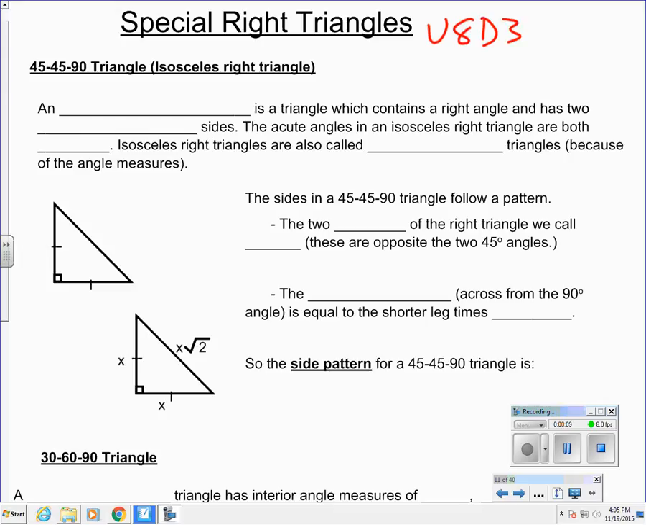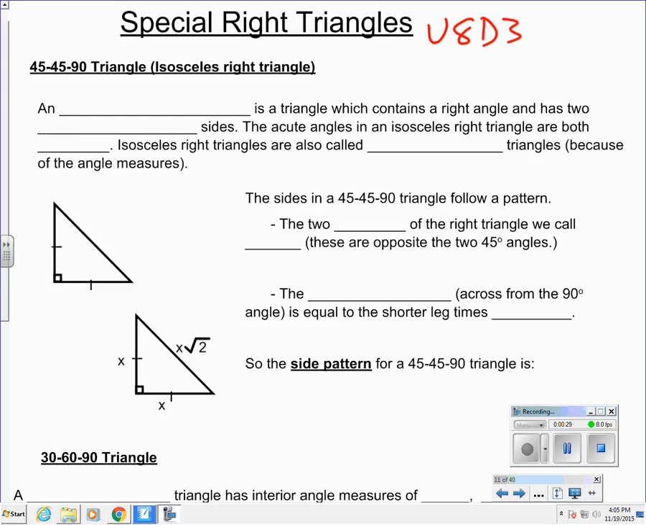So we've been talking a lot about right triangles using the Pythagorean theorem. What we're going to be doing today is talking about two types of special right triangles. These special right triangles you'll see again when you take Math 2, again when you take Math 3, and they're triangles that pop up a lot when you take the ACT and SAT. So there's two kinds of special right triangles we'll go over.